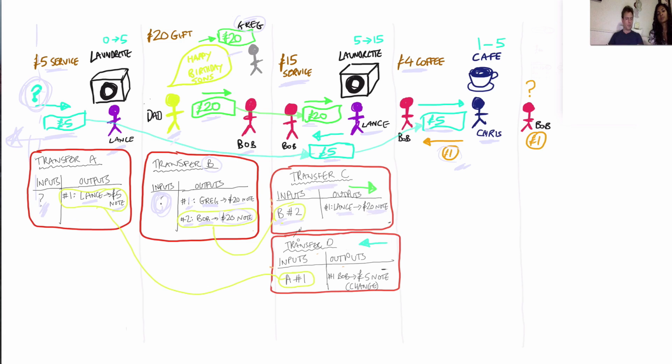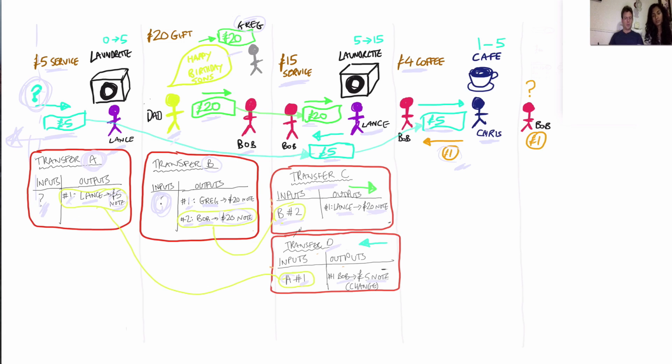And exactly the same in terms of the change. This transfer D is the payment from Lance the laundrette back to Bob of £5 change. And that references output number 1 of transaction A. If we go back to transfer A, and output number 1, which is this one here, we see that it said Lance receives a £5 note. And that is what enables Lance to pay Bob a £5 note in change.